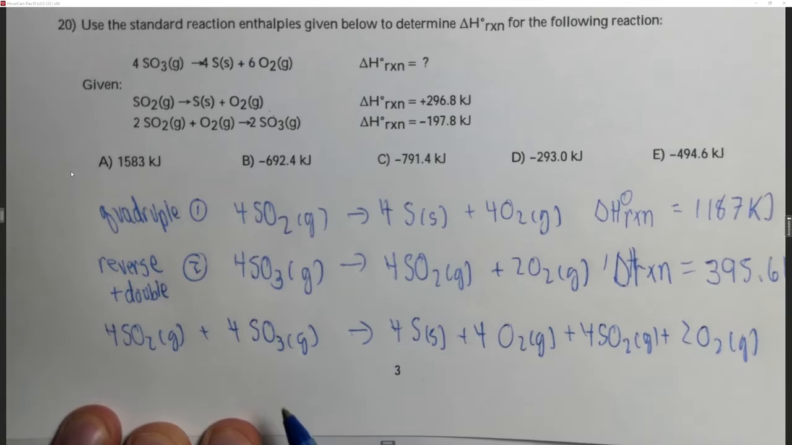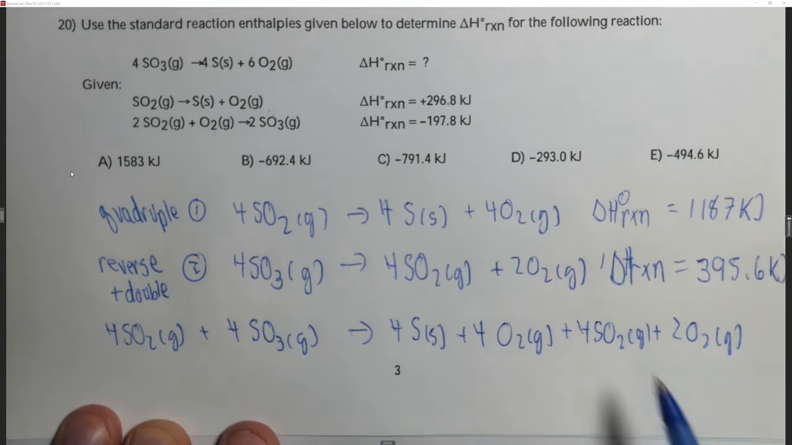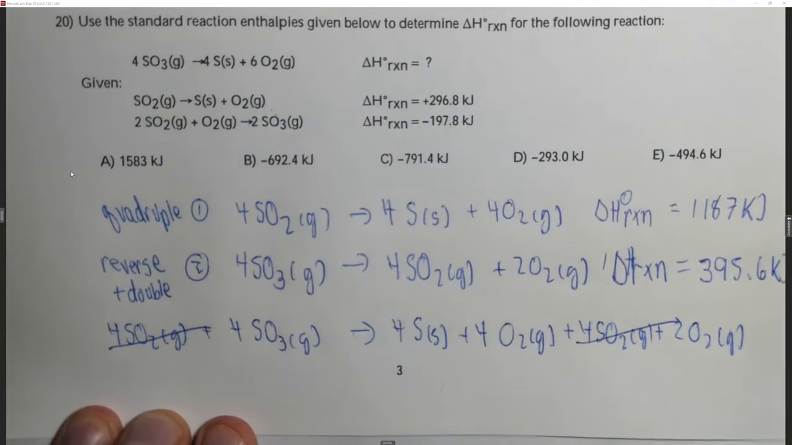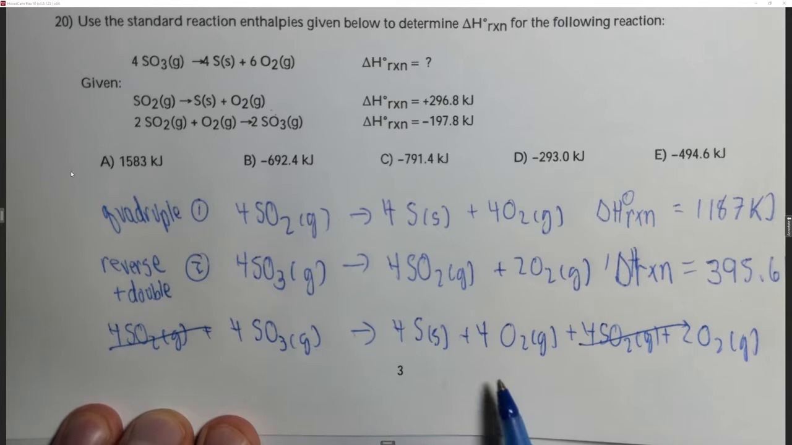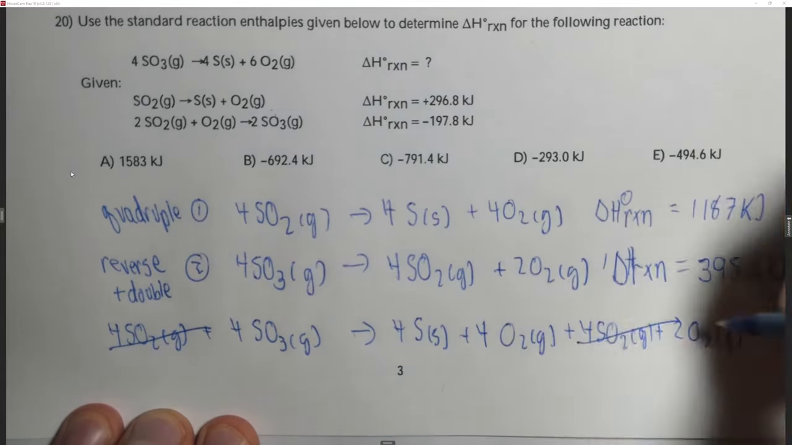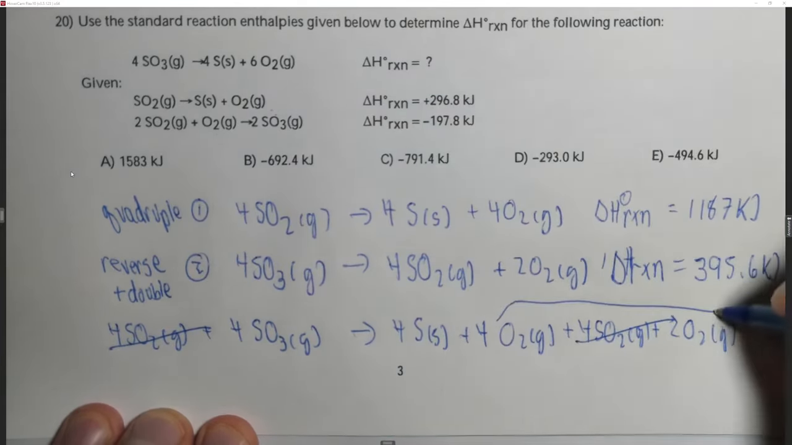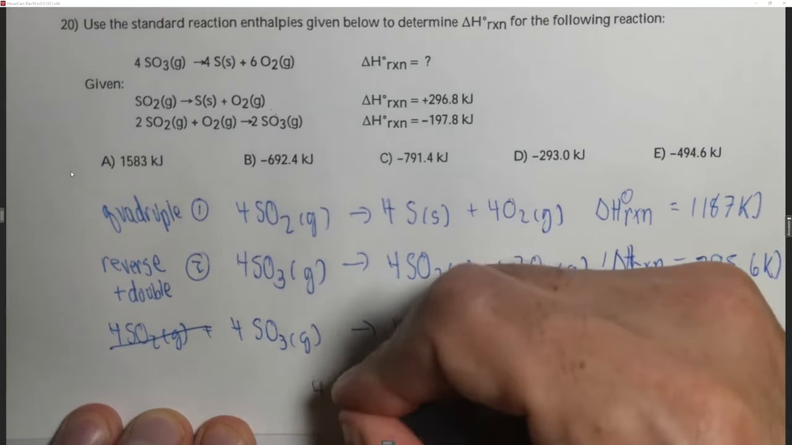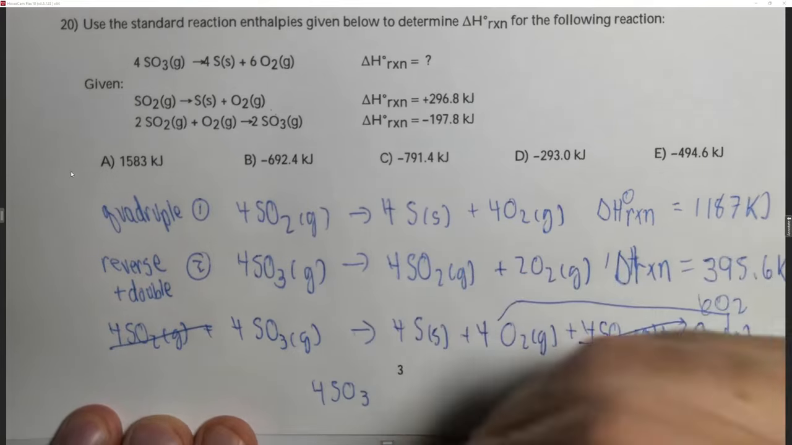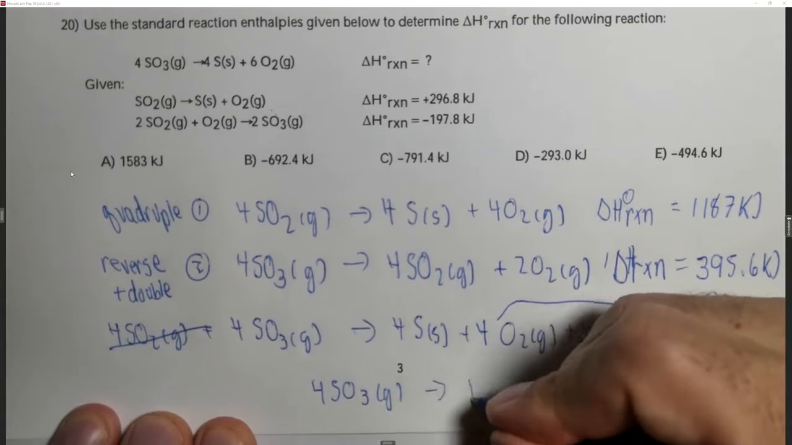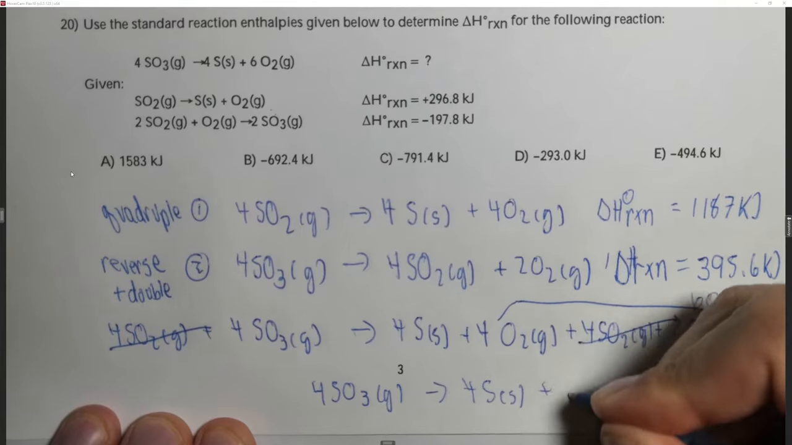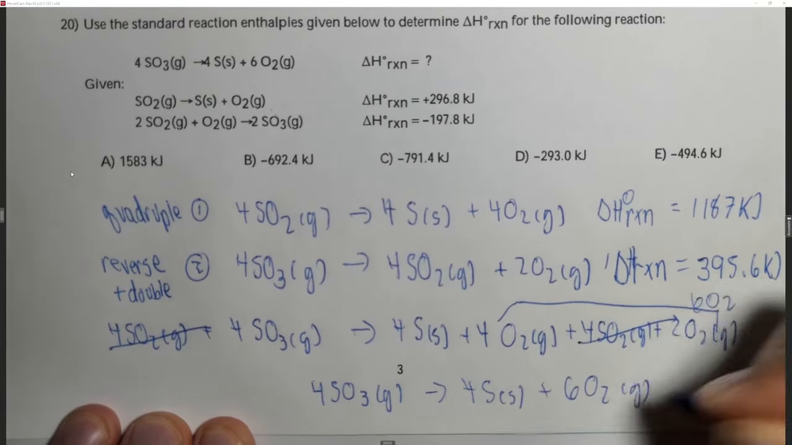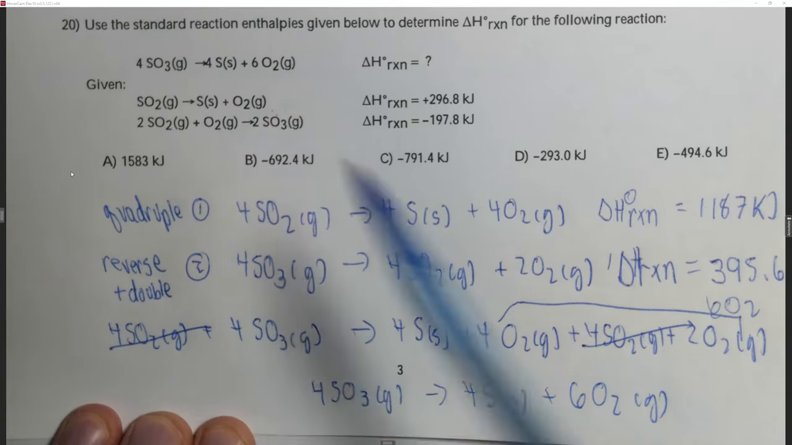Now, what I need to do is combine or cancel out like terms. The first thing I notice is I have 4 SO2 on this side and 4 SO2 on this side. So nothing changed, so that can go. The other thing I notice is I have 4 O2 and 2 O2, which is a total of 6 O2. So if I simplify this, I get 4 SO3 gas yields 4S solid plus 6 O2 gas, which is exactly the overall reaction.